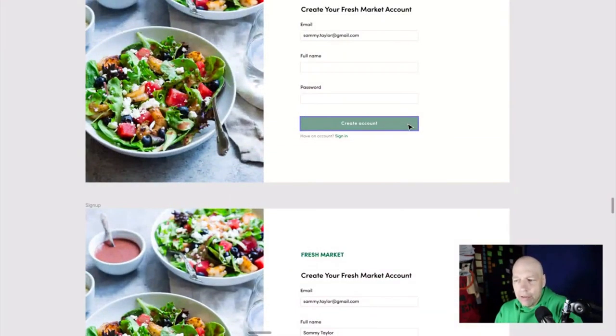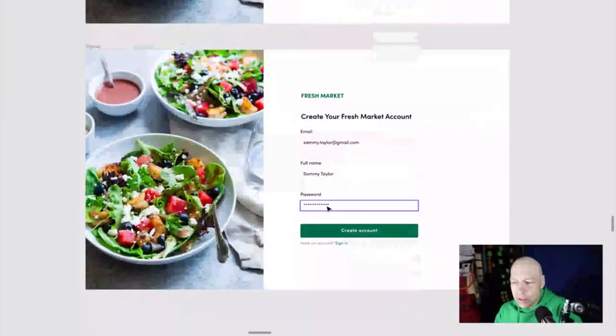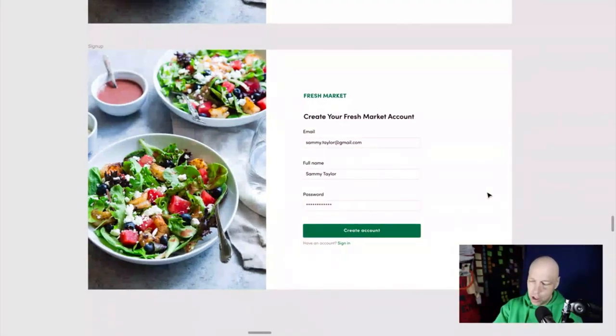I also like the fact that this is kind of a muted green, indicating that, hey, this isn't active yet. And then once these form elements are filled out, then it becomes active.